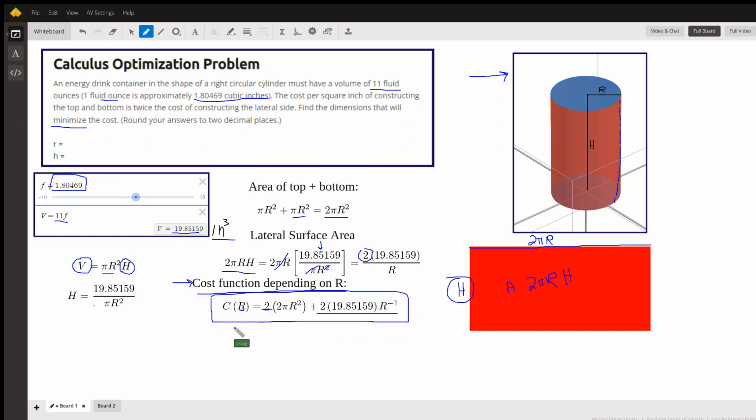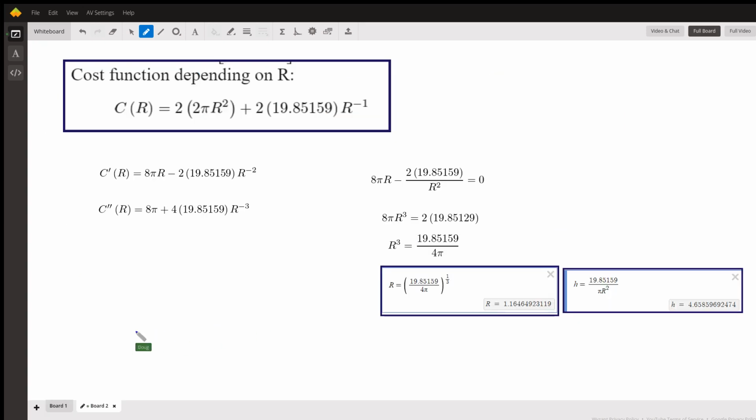To find the value of r that minimizes that, we're going to use some calculus. So we'll go to board 2. Here's our cost function. I could have written this as 4 pi r squared. We're going to take the derivative of this function, c with respect to r. We get 8 pi r, reducing this exponent by 1. Negative 1 times the positive 2 in front is negative 2, r to the minus 2. While we're at it, we'll take the second derivative. We'll apply the second derivative test later. And now we're going to set this first derivative equal to 0 to find the critical numbers.